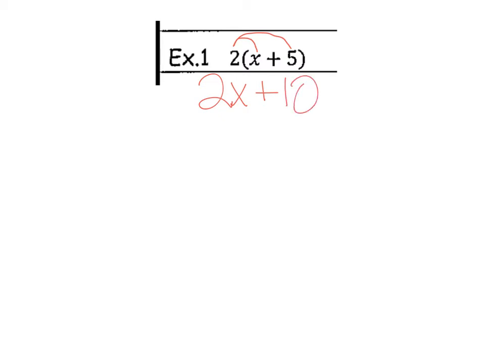Now, 2x has an x, 10 does not have an x. They are not like terms, so they can't be combined. You just leave it like that, and you're done.